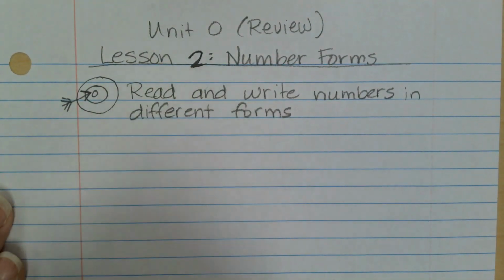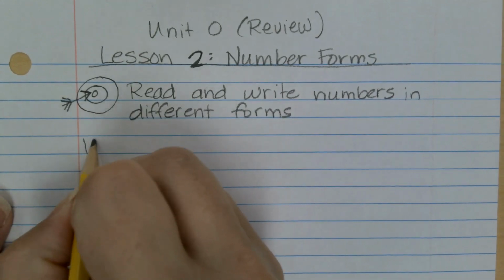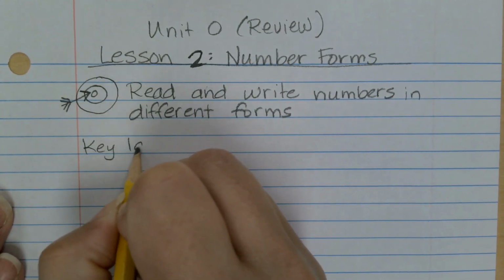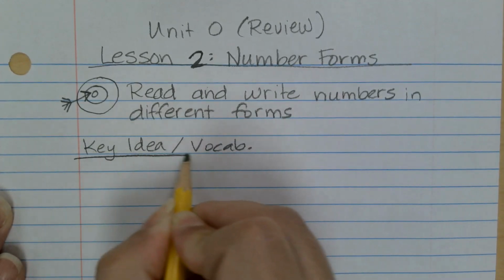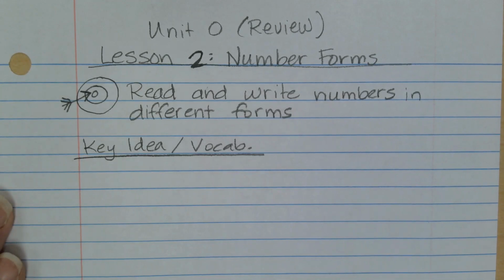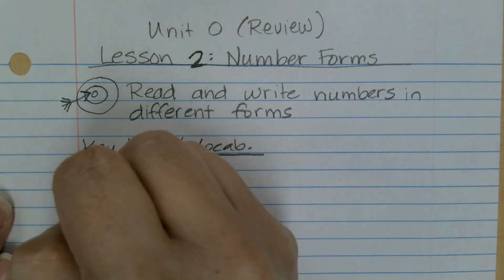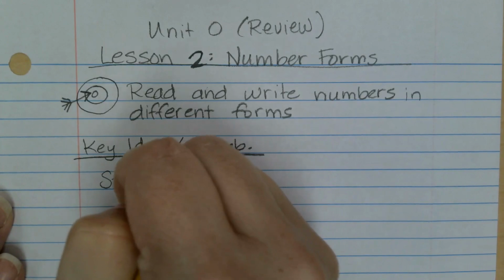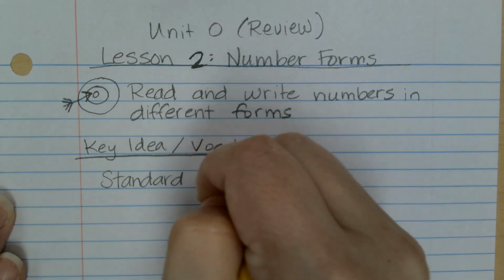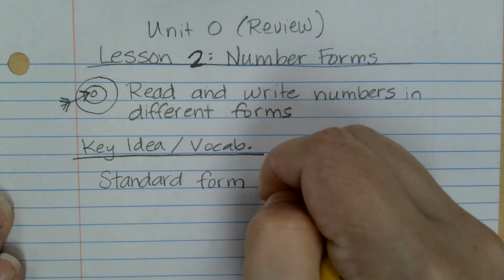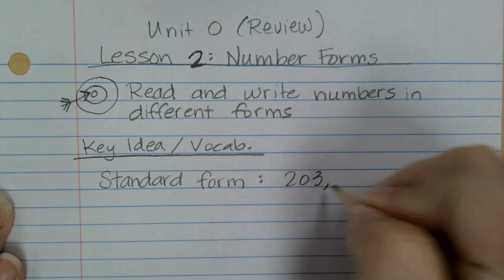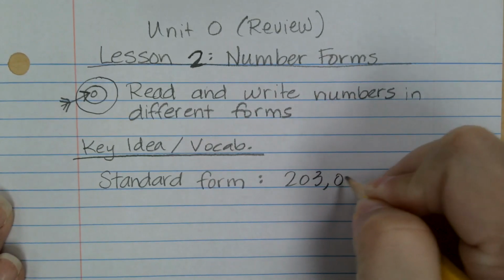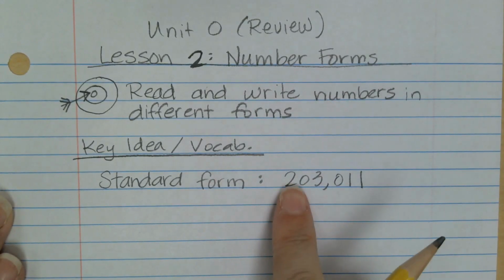So for this lesson, our key ideas and our vocabulary are kind of the same, right? This is our key idea / vocabulary. So in this lesson, we're going to be reading and writing numbers in a few different forms, and hopefully these sound familiar. We're going to be using standard form, which would be like a regular number. So something like 203,011, right? That would be written in standard form.